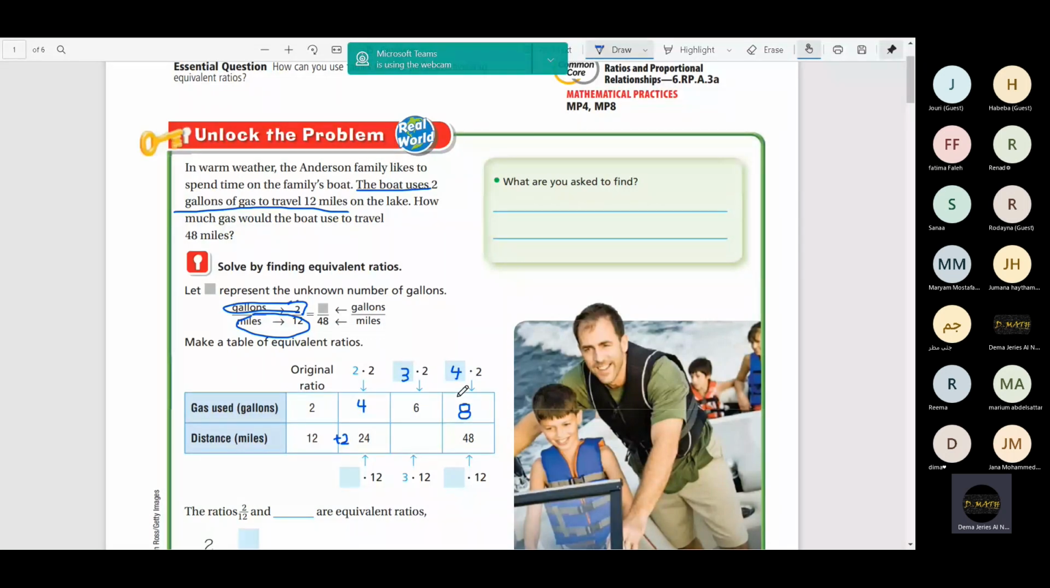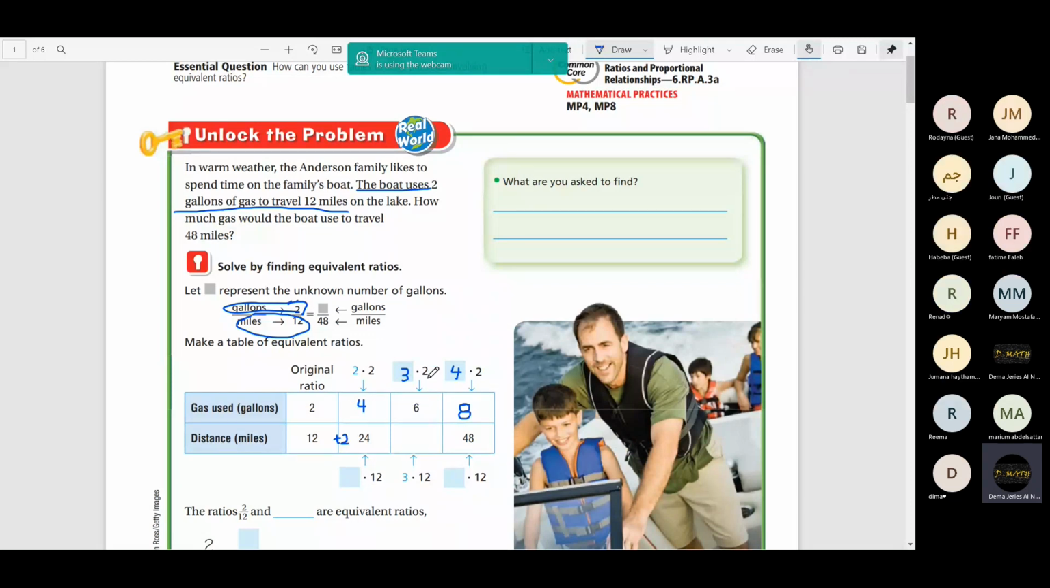I will give you now another way. It's so easy without using the table. If I multiply up by 2, I multiply down by 2. Here, if I multiply up by 3, I multiply by 3. The original one, 12, you multiply by 3, gives you 36. And by 4, 48. So by using a table, you just multiply by 4 down and up to get the 8.